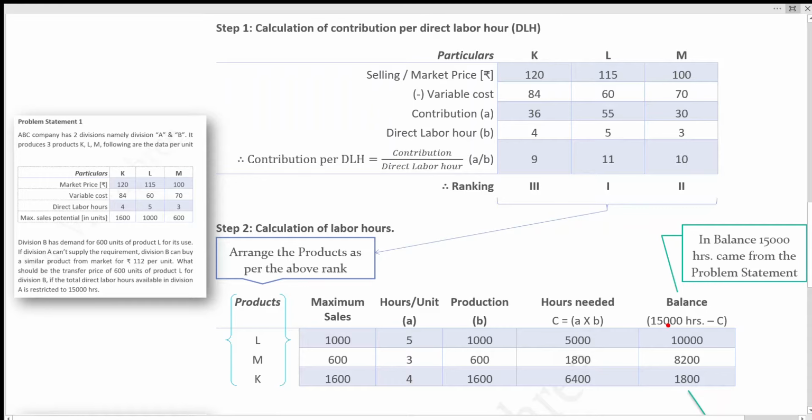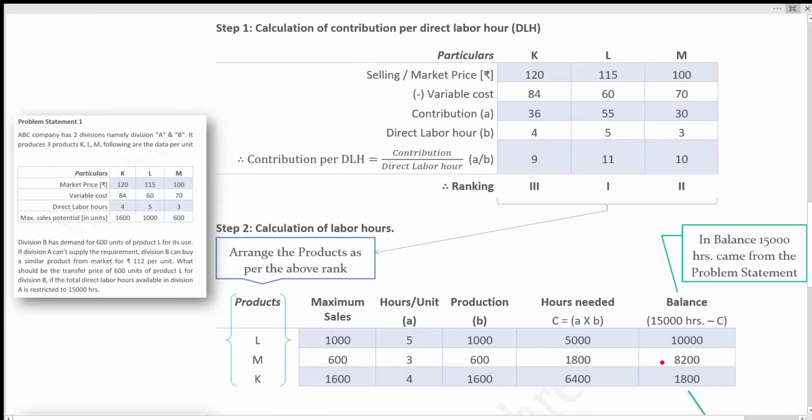So, under this division A, 15,000 hours, from this it is using to produce product L, that is 5,000 hours it is used. So, 15,000 hours minus 5,000 hours, the left out balance is 10,000 hours. From 10,000 for product M, it is using 1800 hours. So if you deduct 10,000 minus 1800, it is 8,200 hours.